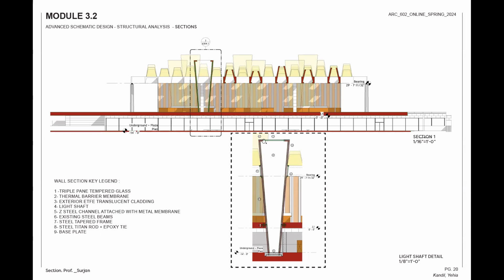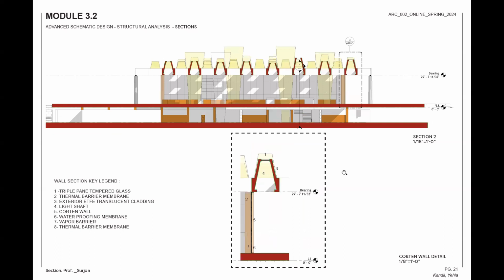Then we move to the main light shaft that will penetrate the two floors. It has triple pane tempered glass, and thermal barrier membranes that make sure the ETFE is not transporting heat inside the place or creating less interior quality. And then the tapered steel frame, how it's going to be anchored to the existing structure, and how the base plate will look.